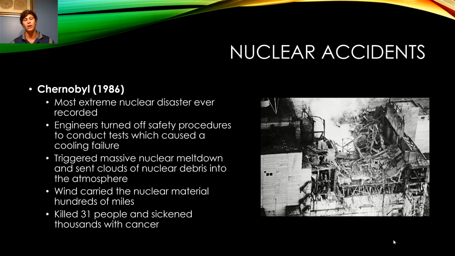That nuclear material immediately killed about 31 people within the next 3 months from immediate exposure to radioactive material, and killed as many as 6,000 people from indirect thyroid cancer as a result of the Chernobyl nuclear accident. Again, this is regarded as the most extreme nuclear disaster ever, and this was one of the reasons that nuclear energy has been discouraged over the last few decades, simply because we don't want a recurrence of something like this happening again.